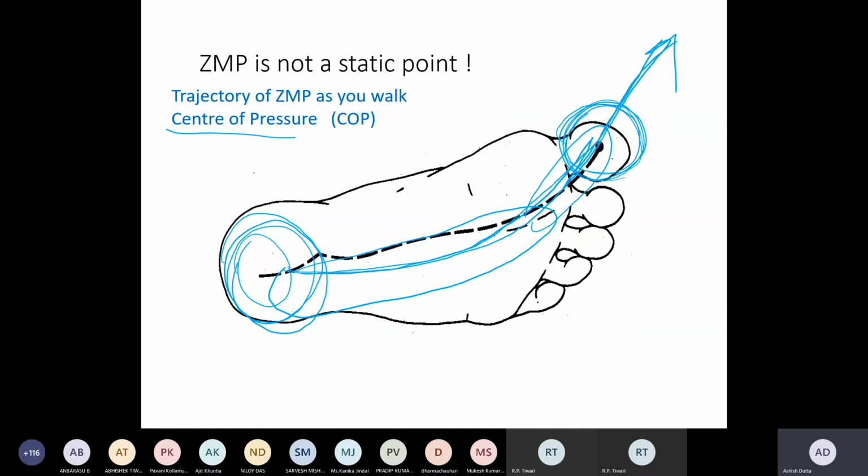Whereas if you look at these small toes, they are not supporting the zero movement point at all. So they have no function actually. And hence the shape of our foot has evolved such that these are small and that one is big.